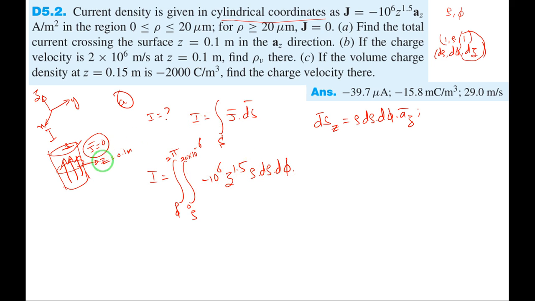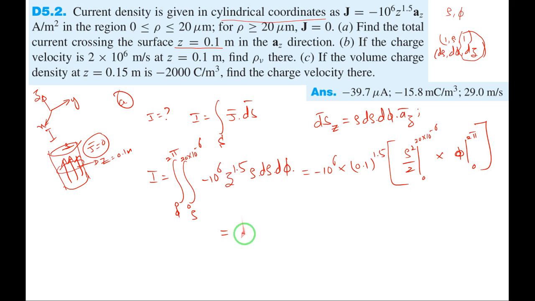What is z? Z is 0.1 meter. This is the surface they have given. So we'll substitute and take it out: minus 10 power 6, and the value of z is 0.1, so 0.1 to the power of 1.5. Next, open bracket. We'll integrate with respect to rho first, that is rho square by 2, with rho varying from 0 to 20 into 10 power minus 6. Then next, integrate with respect to phi. Phi is varying from 0 to 2 pi. Okay, we'll see this. Just let me multiply.